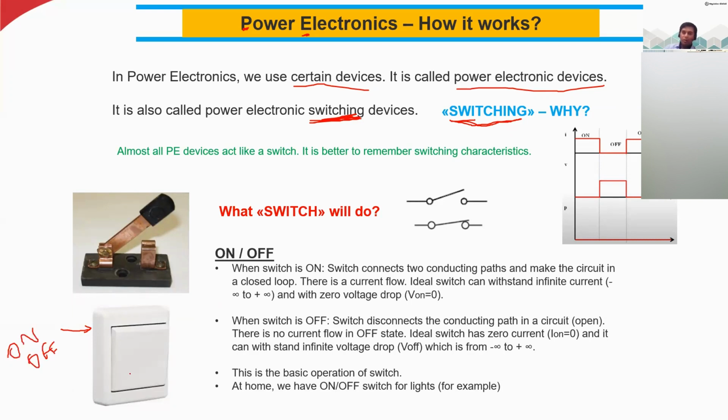Or it can be any other load. It doesn't need to be the light bulb or whatever. So what is happening here? When the switch is on, the switch connects the conducting paths and makes the circuit a closed loop. For example, this is what is happening in the switch.